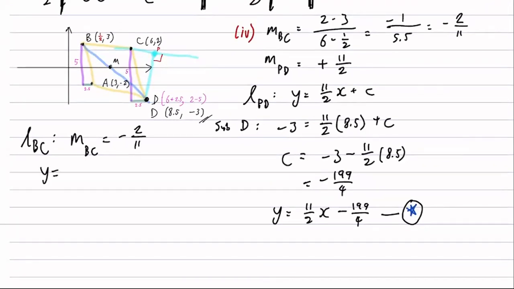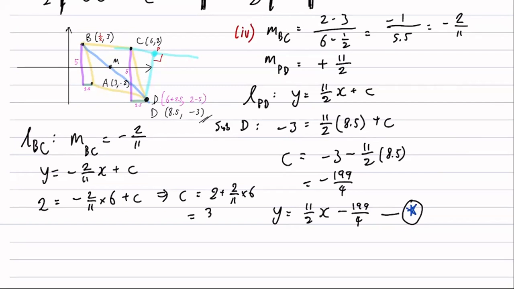Then y equals -2 over 11 x plus c. Then you just sub in a point. Let's say we sub in (6, 2). So we get 2 equals -2 over 11 times 6 plus c. This implies c equals 2 plus 2 over 11 times 6. Use a calculator: 34 over 11. Therefore, y equals -2 over 11 x plus 34 over 11. That is the equation of line BC. Let's just call this double star.